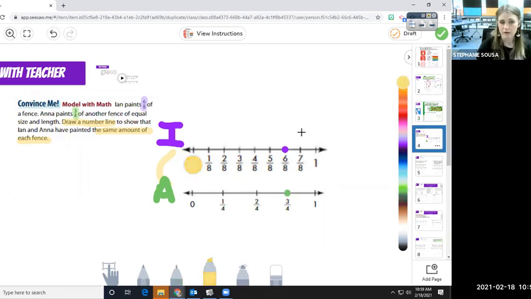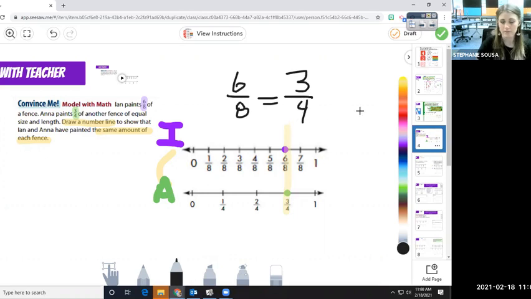I can very clearly see that these are in the same place. They line up at the exact same position. So this is proof that 6 8s is equal to 3/4. I'll give you a moment to get caught up on that. As you're catching up, please let me know what questions I can answer.